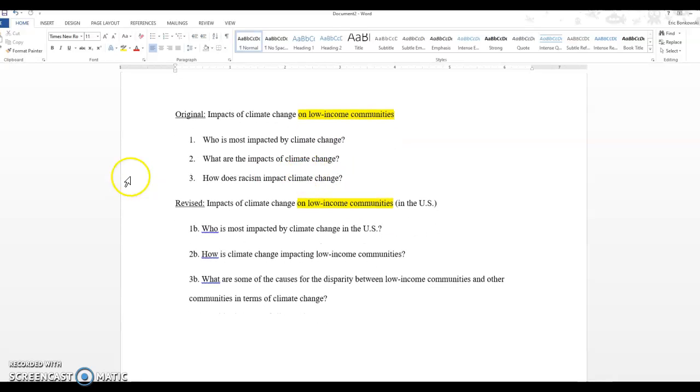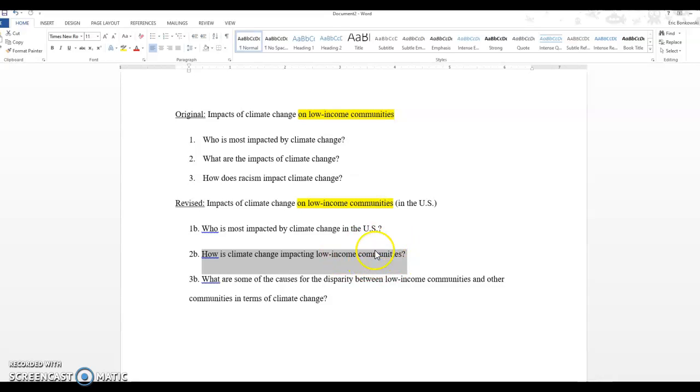So here, what are the impacts of climate change? Okay. That is too broad of a question. I cannot possibly cover all of them and still deal with my focus. So what I've done for the revision is I've changed the question to single in on my focus. How is climate change impacting low-income communities? And if the sources I'm finding are just talking about the impacts of climate change in general, that source is probably too broad for my focus.